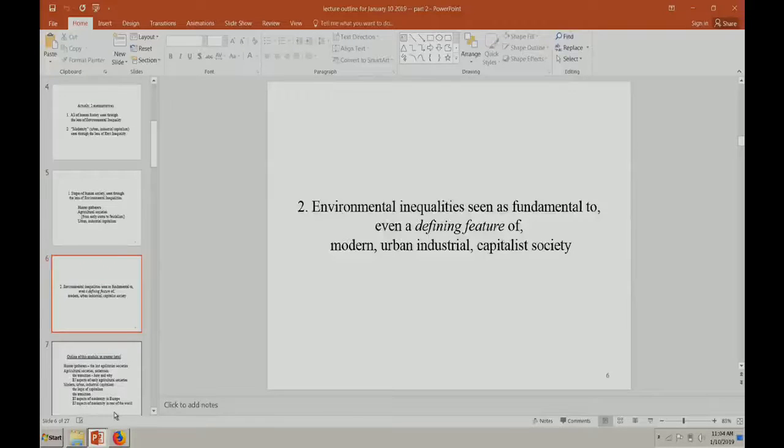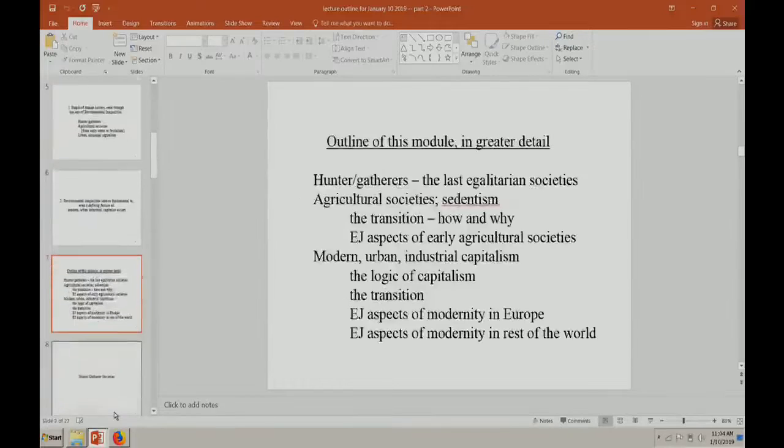And that's why the smaller meta-narrative has to do with environmental inequality in the contemporary world, and that's what is going to be our focus. In greater detail, start out with hunter-gatherers, the last egalitarian societies. Look at the birth of agricultural societies.